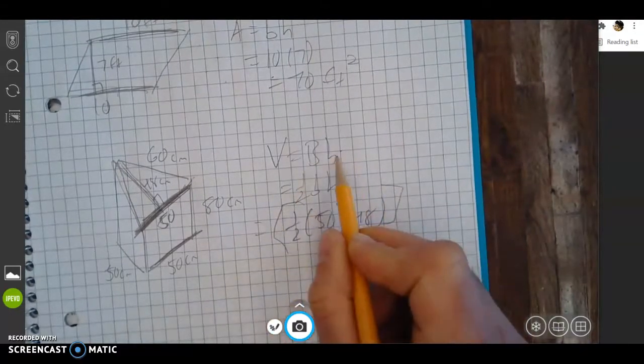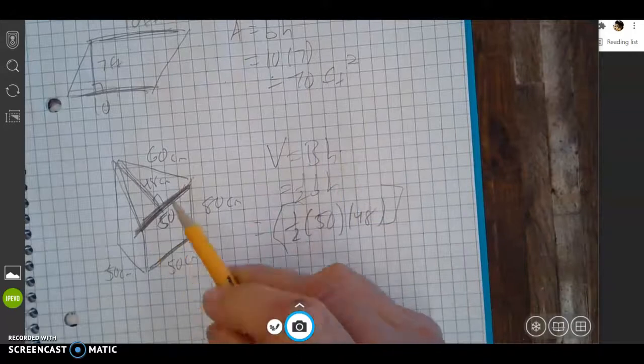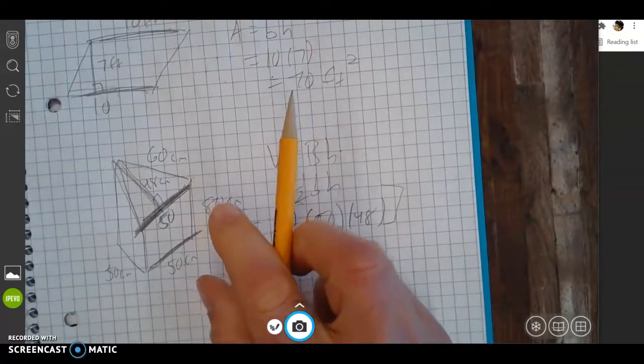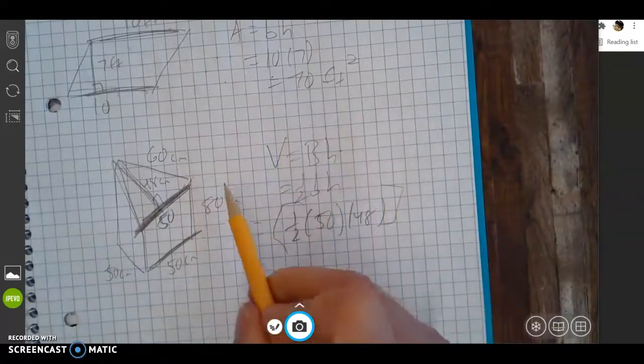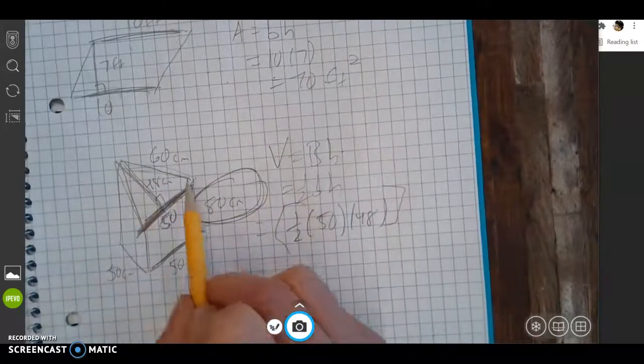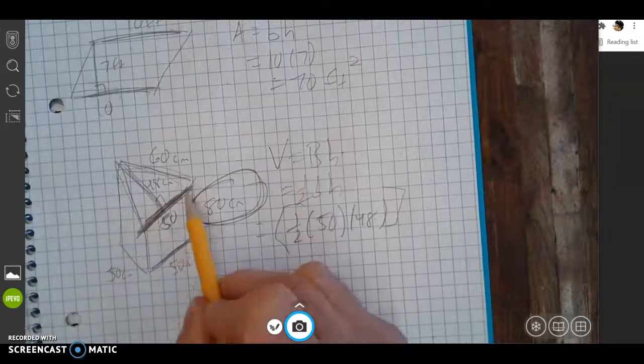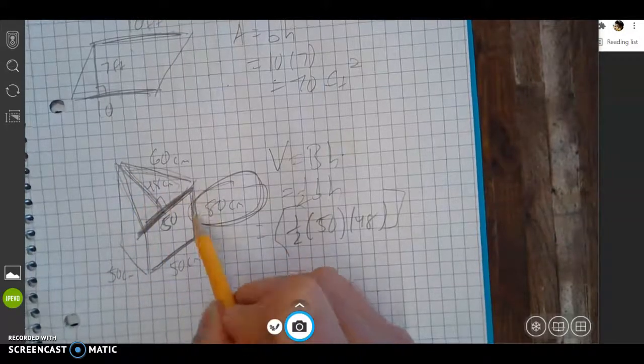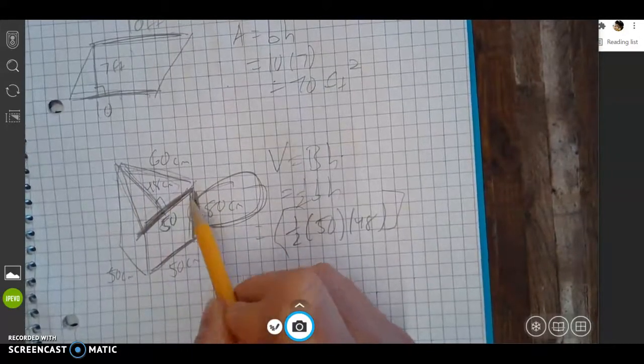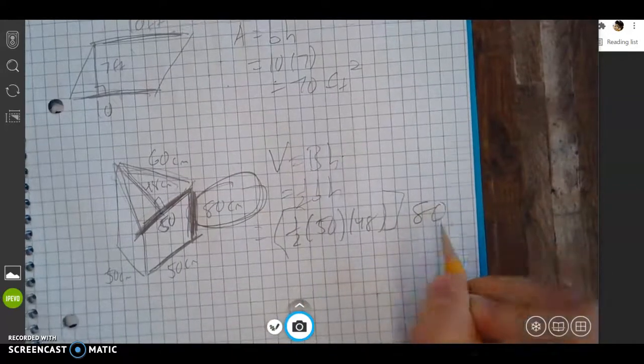Now I need the height of the whole thing. What's the height of this? How thick is it? How long is it? How high is it? All those things are the same thing. Yeah, 80 right here. This 60 has nothing to do with the problem. That's just the side of the triangle, but that's not the base of the height. So right here is the height of the prism. So I times that by 80.